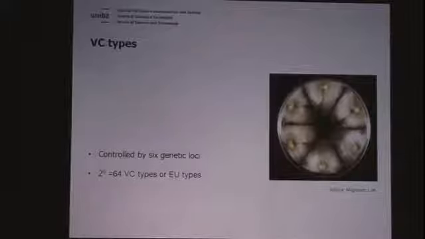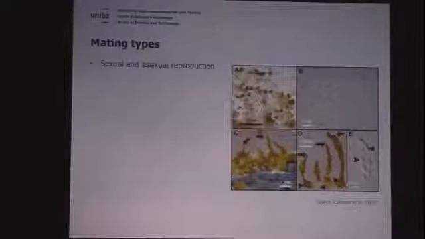So it means there are 64 different VC types, vegetative compatibility types, or we also call them EU types because they are present in Europe. There are 64 different EU types present. And then this fungus, like other members of the ascomycetes, has the ability to do sexual reproduction and asexual reproduction at the same time.